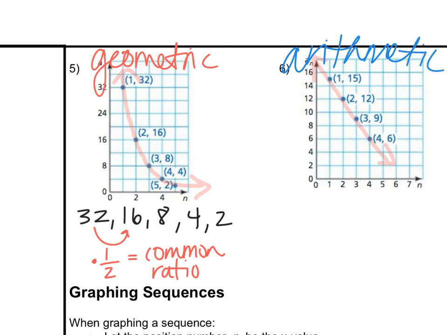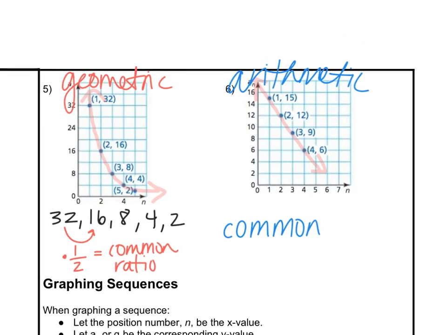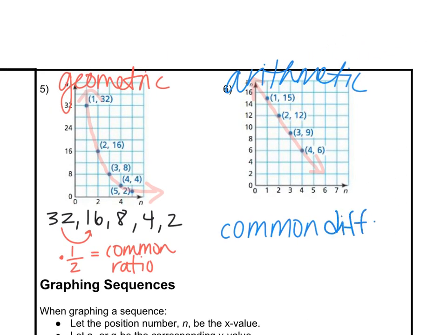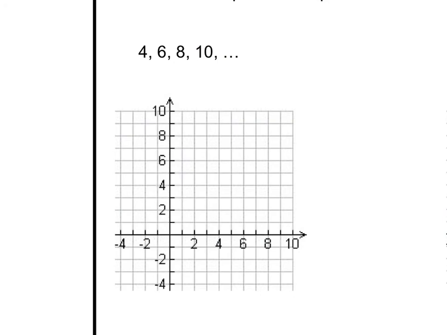But it is also the common difference. What's it subtracting by? 3. -3. So since it's subtracting. Arithmetic, it's adding 2. Okay.